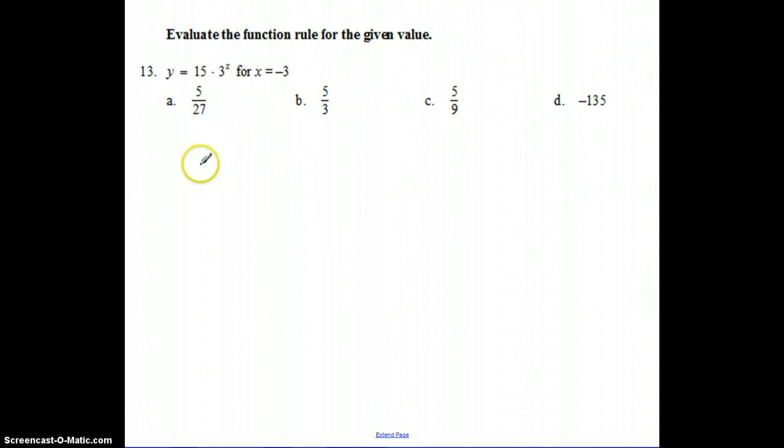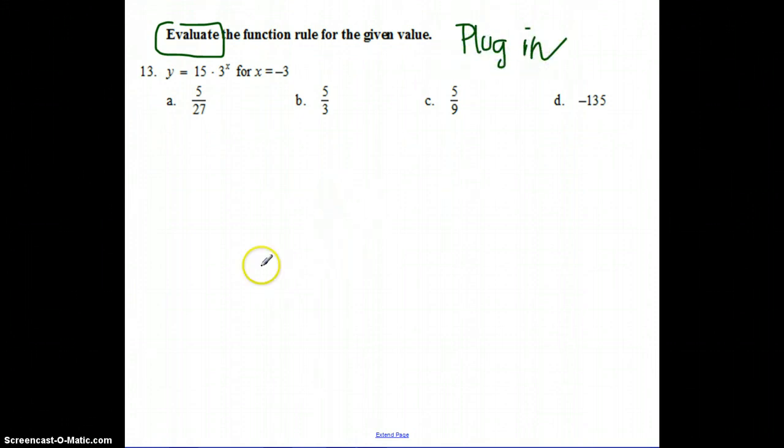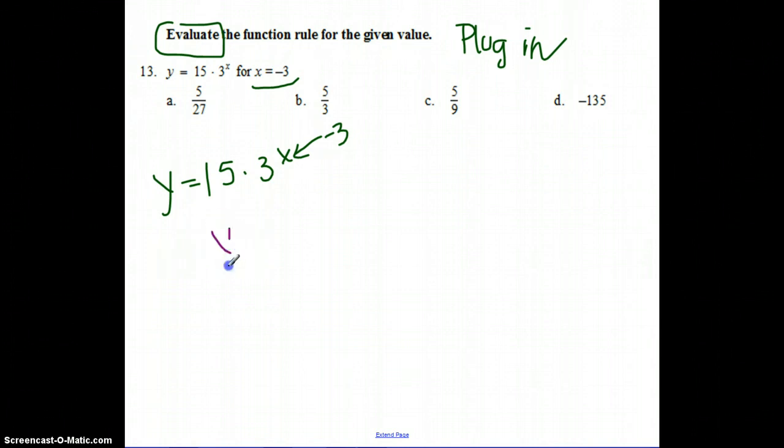Okay, next problem is about evaluate. Remember, we said earlier that when you see the word evaluate, you're going to have to think about plugging your values in. So if I'm plugging stuff in, they tell me what they want me to plug into this equation: negative 3. So I'm going to take my original equation and take this negative 3 and plug it in here. So y equals 15 times 3 to the negative third.